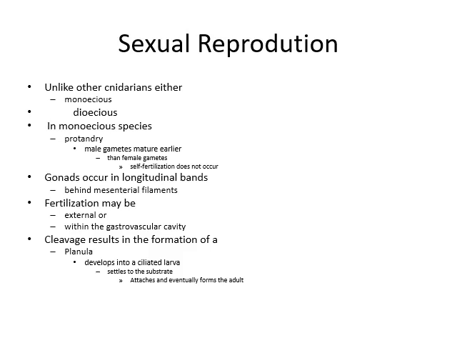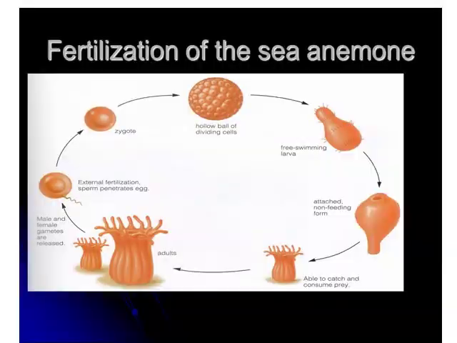Cleavage results in the formation of a planula, which develops into ciliated larvae that settle to the substrate and attach, eventually forming the adult. Here you can see the male and female gametes are released, external fertilization, zygote, hollow ball, free swimming larva, then attached non-feeding form, which will form the polyp, able to catch and consume prey, and then adult.